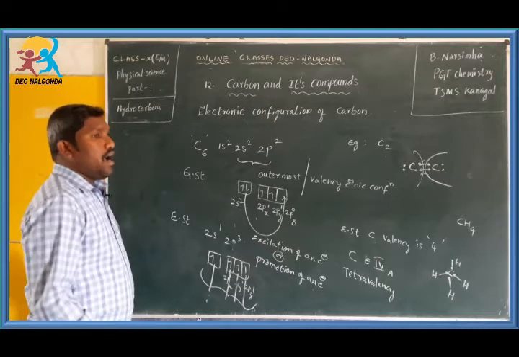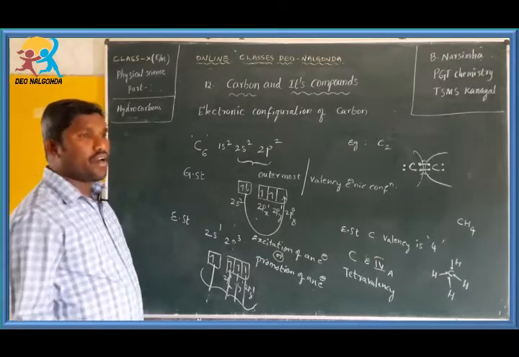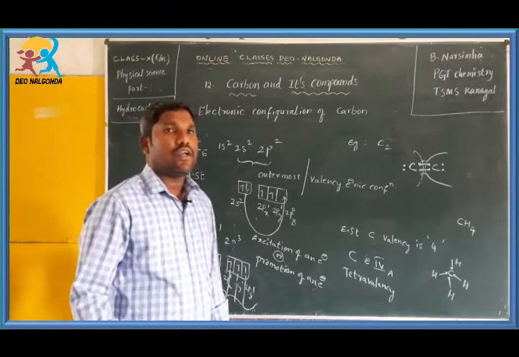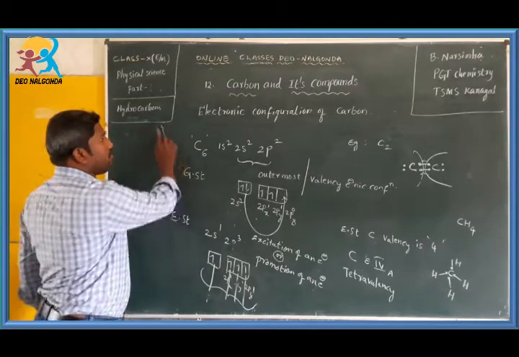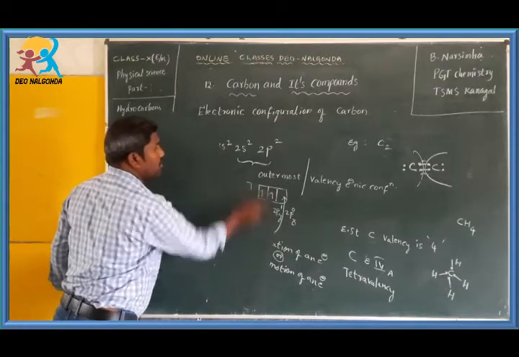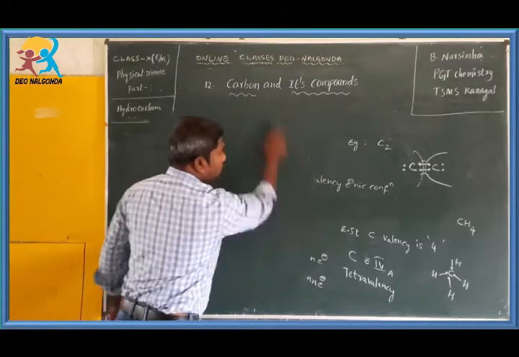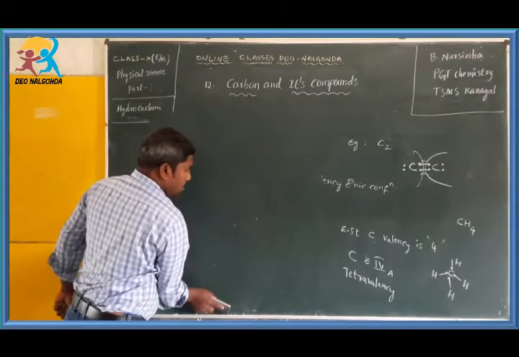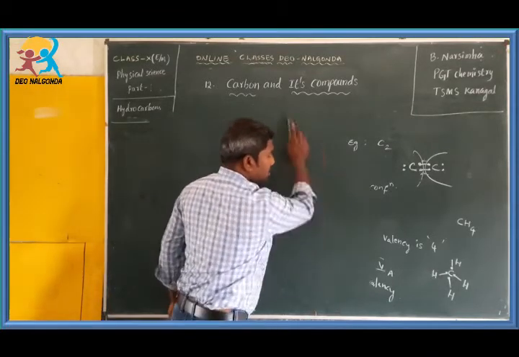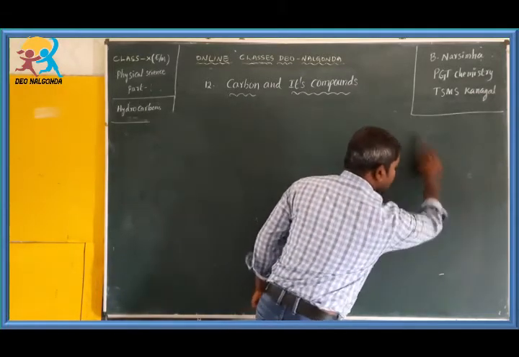Second one, occurrence of carbon and carbon compounds. Occurrence of carbon means the earth crust contains a very small amount of carbon, about 0.02% of carbon, and the atmosphere also has a very small amount of carbon.